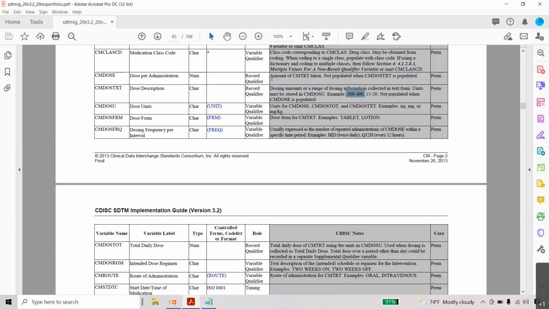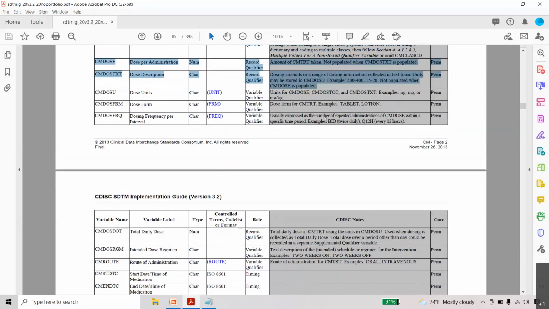So when you see CM dose text values like 200 to 300 or 15 to 20, the CM dose in the same row, adjacent column, should be missing. If CM dose and CM dose text are both populated, it becomes a data issue. That is why, when CM dose is populated, it is not expected. And these two variables are also permissible variables.